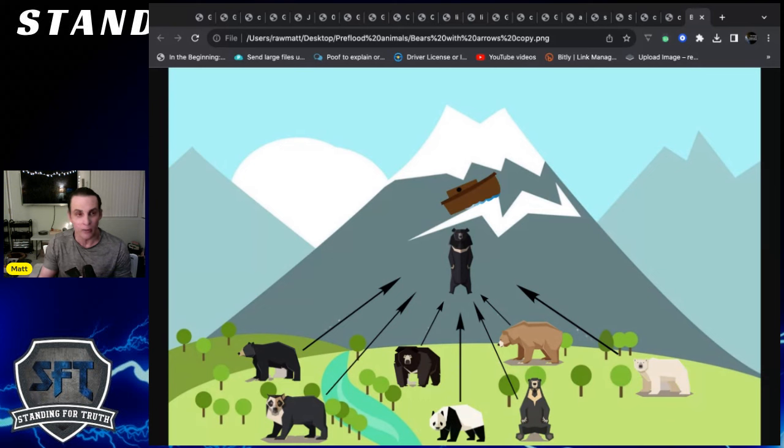Ours tells us that we would go back from all the different bear species to a single bear kind. Nothing past that. No dog bear, nothing like that. And that's exactly what we find. We find the biblical model, and we can find that everywhere.